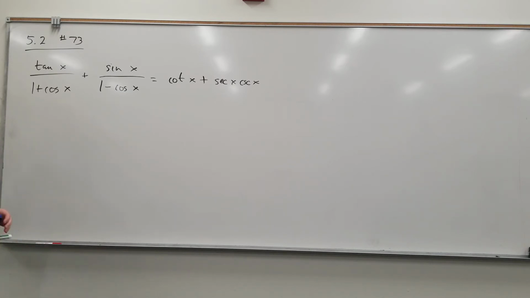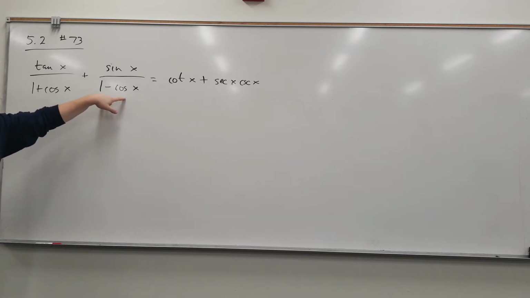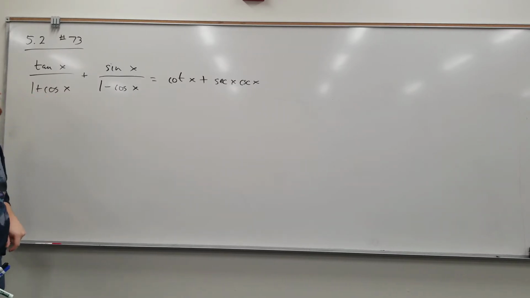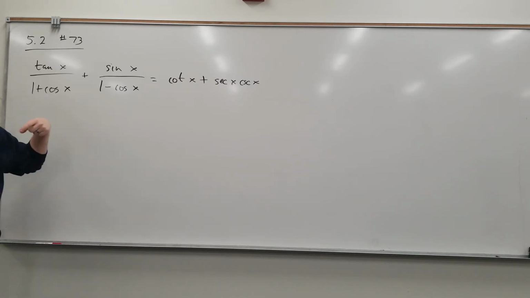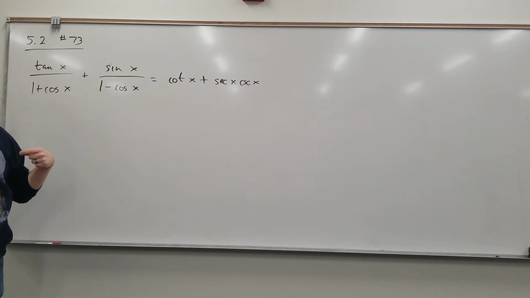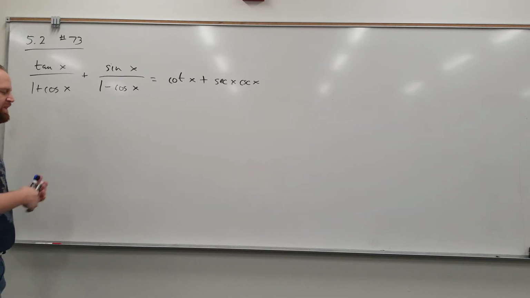I was going to say I'm inclined to try to add these two fractions together to see where that leads me. Now that's going to require me to multiply here by 1 minus cosine and here by 1 plus cosine to get a common denominator. But that actually I think will end up being nice because then we just get 1 minus cosine squared, right? Which will turn into sine squared. So let's do it.